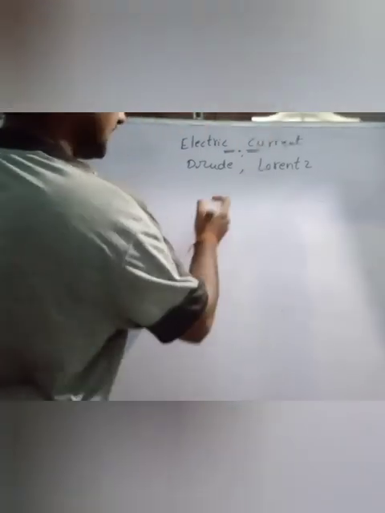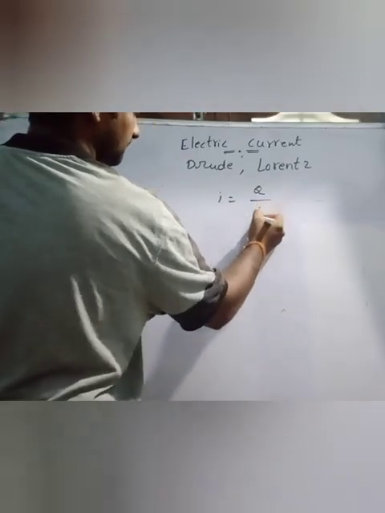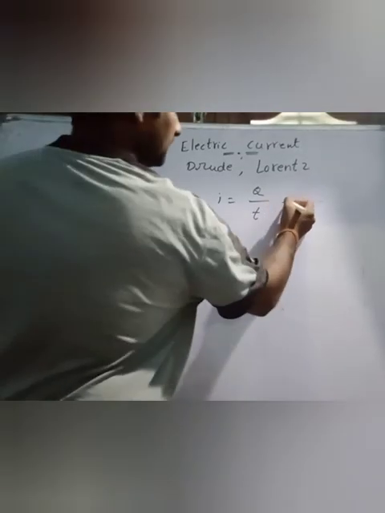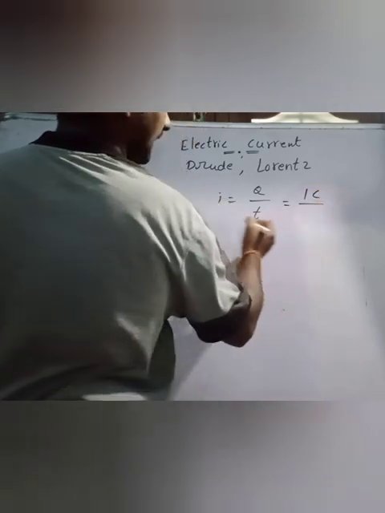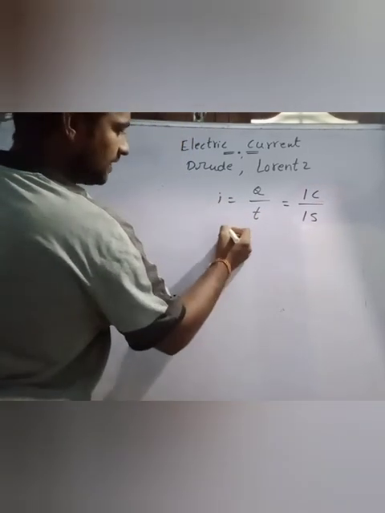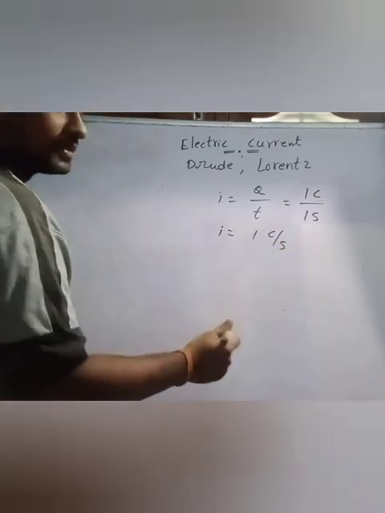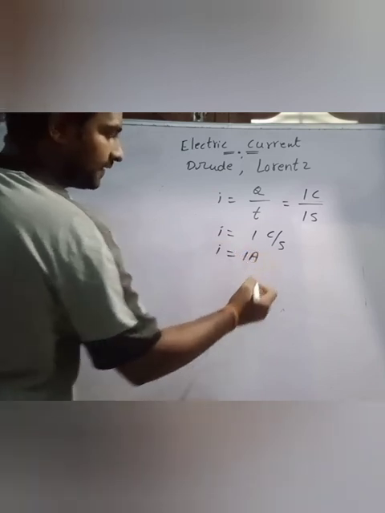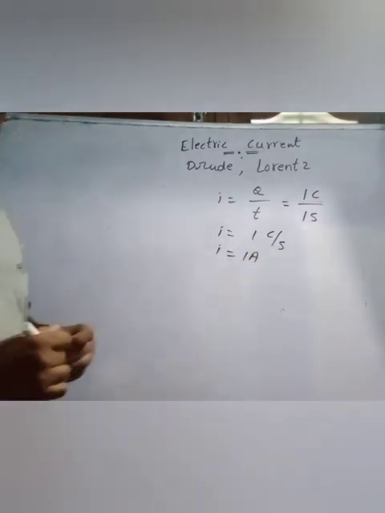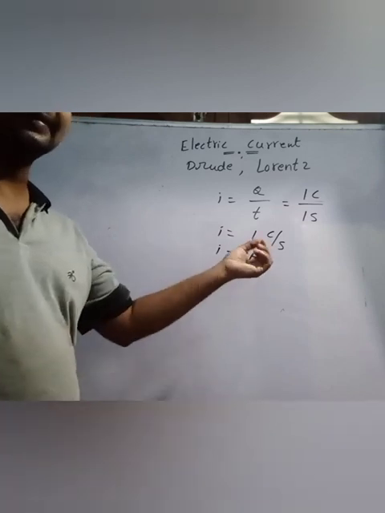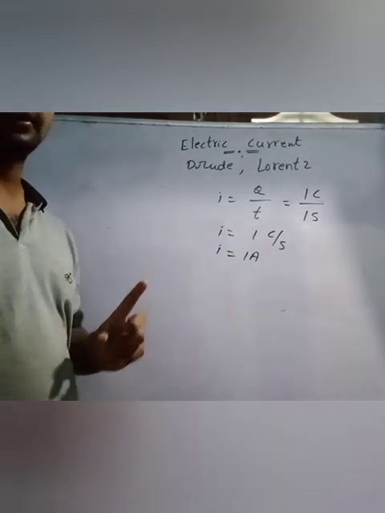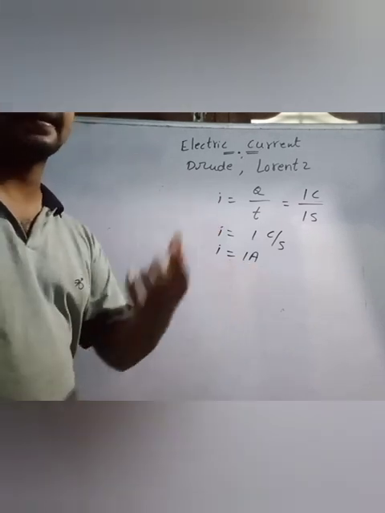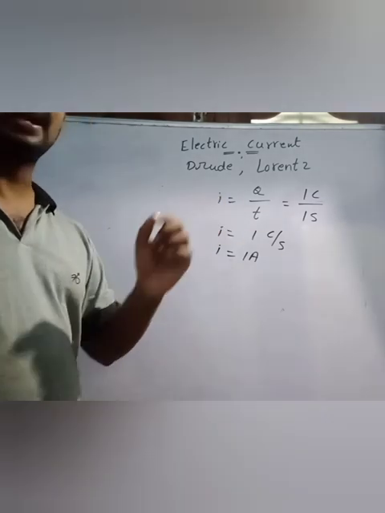Actually, current I is equal to Q by T, where Q is charge and time is, for example, 1 second. Now take Q equal to 1 coulomb and time equal to 1 second. Then I is simply 1 coulomb per second, which is called 1 ampere. So how to define 1 ampere? The net charge passing through a circuit or conductor is 1 coulomb in 1 second. 1 coulomb per 1 second is called simply 1 ampere. So ampere is the unit for electric current. Clear? And the unit for charge is coulomb.